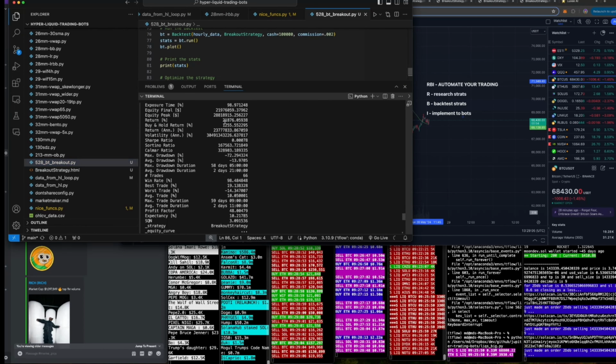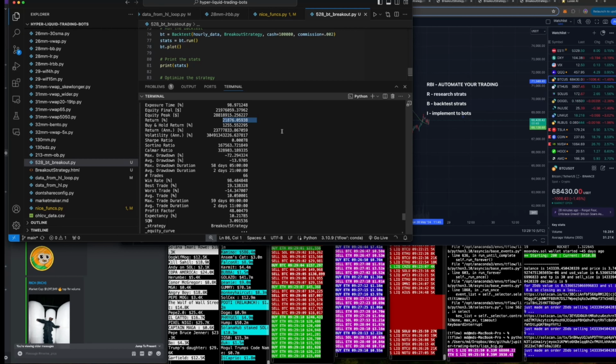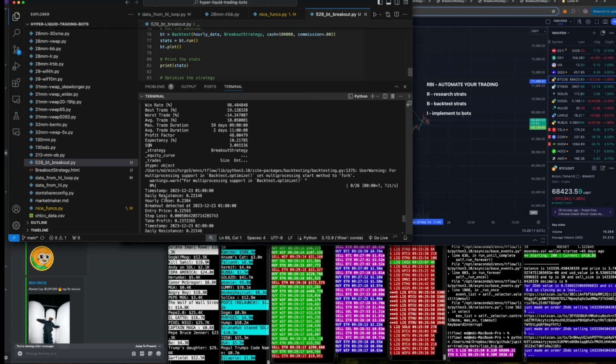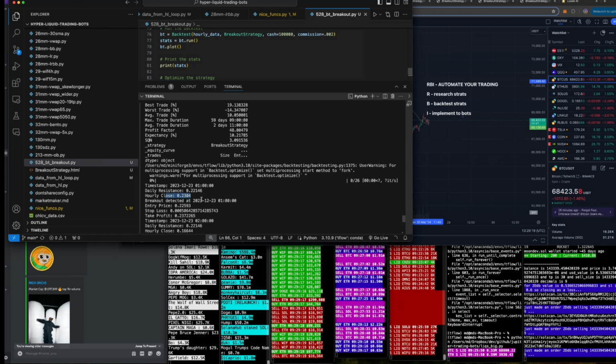I mean, it is. Yeah, it is. But I'd be curious on a different data set, so maybe we can try a different data set. Daily resistance, hourly close, breakout detected.